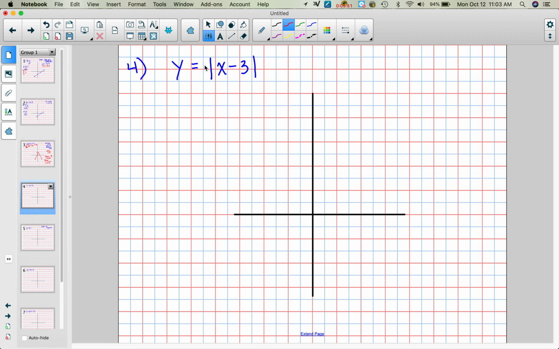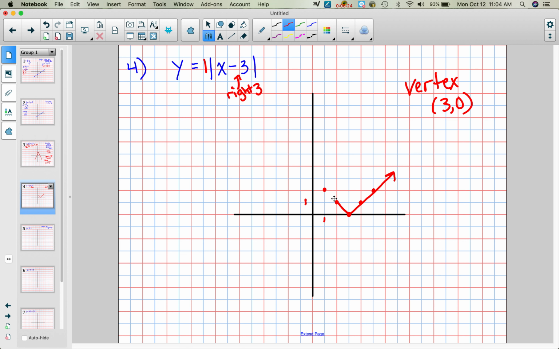Here's one. Notice this. If there's not anything in front, remember it's like having a 1. So that's like having a slope of 1. This moves to the right 3. And it's not going to move up or down because there's like having a plus 0 there. So when we graph that, we're just going to go from 0, 0. We go to the right 3. And that's the vertex. So the vertex is 3, 0. Slope is 1, so up 1 over 1, both directions. Remember, we need to make this look like a V and not a line.